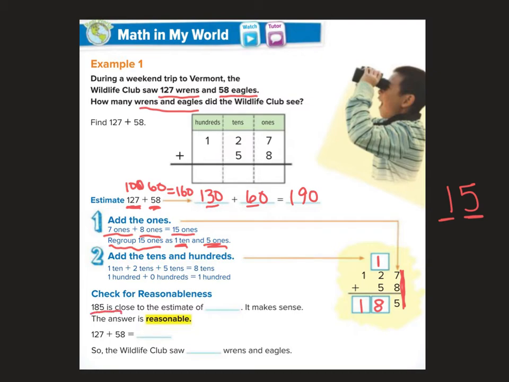185 is close to the estimate of 190. Is 185 also close to 160? Yeah, it is pretty close, isn't it? So they do make sense. The answer is reasonable. 127 plus 58 makes 185. So the Wildlife Club saw 185 wrens and eagles. Let's try another.